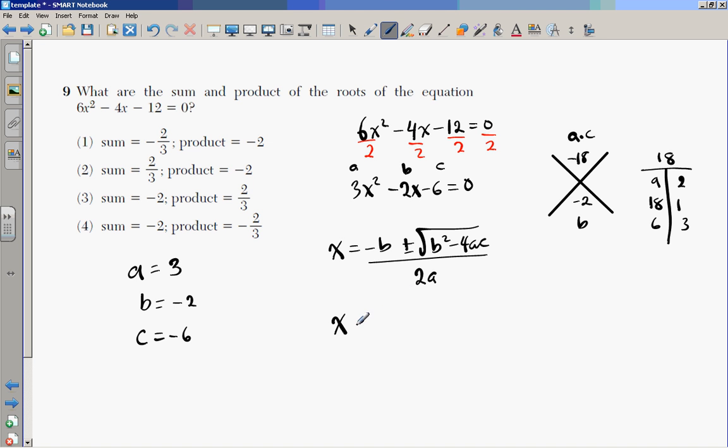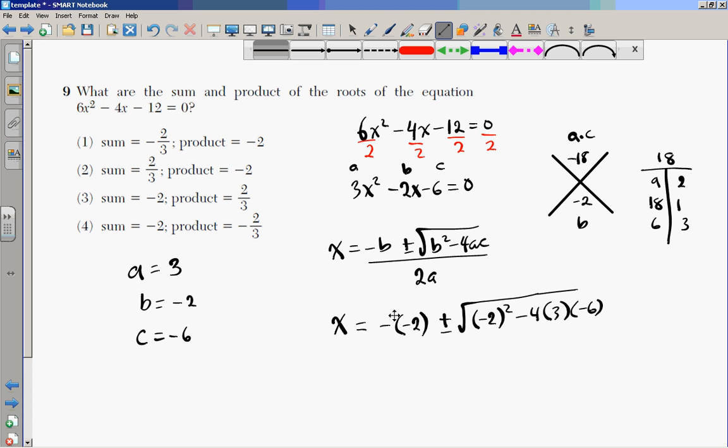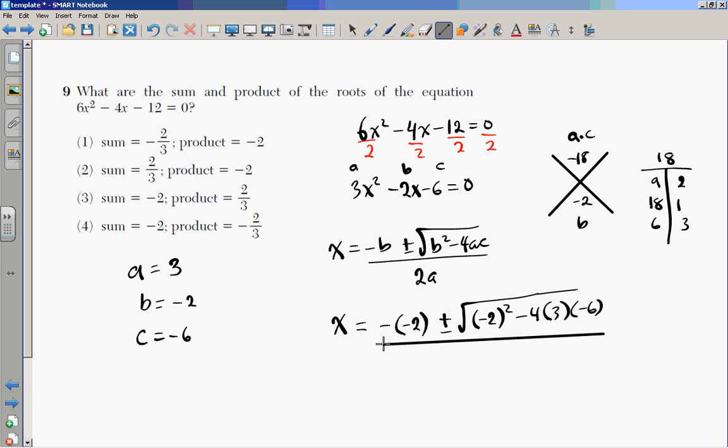Okay? So I'm going to have, let's see, minus negative 2. Now, anytime you're making a substitution, please use parentheses so you don't mess the signs up. Plus or minus the square root of negative 2 squared, that's b squared, minus 4 times a, which is 3, times c, which is negative 6, all over 2a, which is 2 times 3. Alright, let's be careful here. So this is b, b, a, c, b.